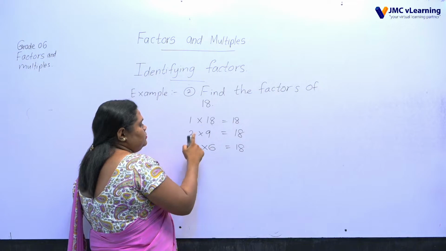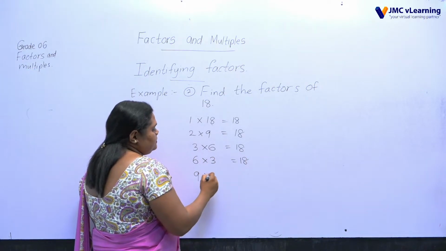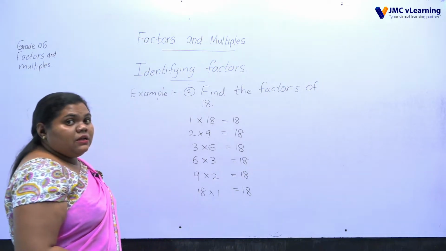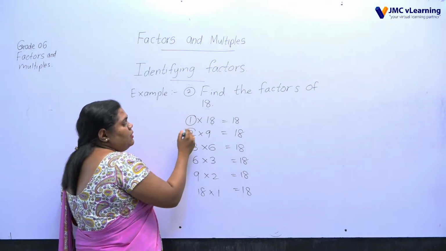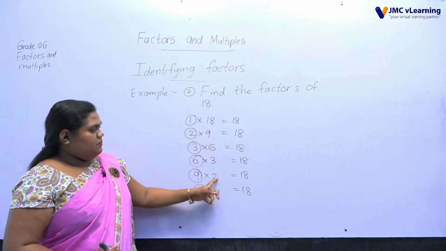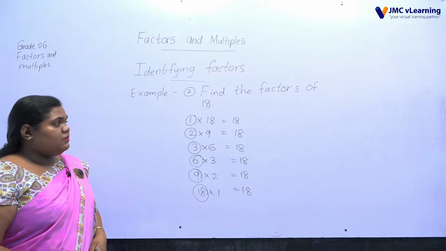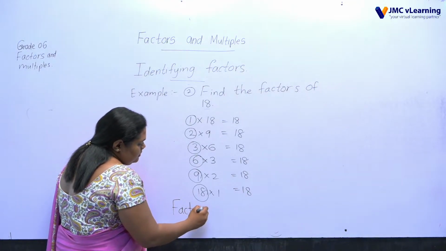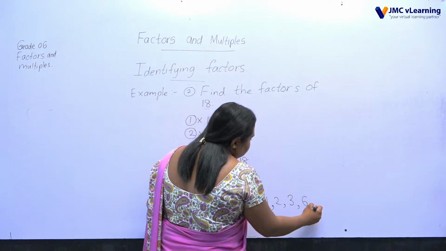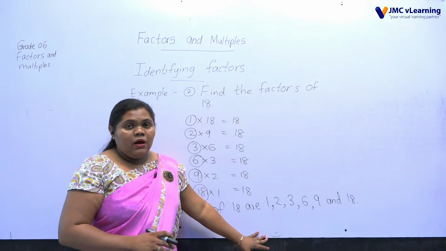1 times 18, 2 times 9 and 3 times 6. Again 6 times 3, 18. 9 times 2, 18. 18 times 1. Again the same thing is repeating here. Now what are the factors then? We can take 1, 2, 3, 6, 9 and 18. Those are the factors of 18. I think now you are very clear about these factors. Now you know how to find the factors.